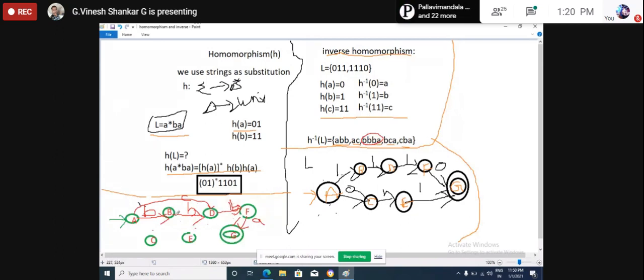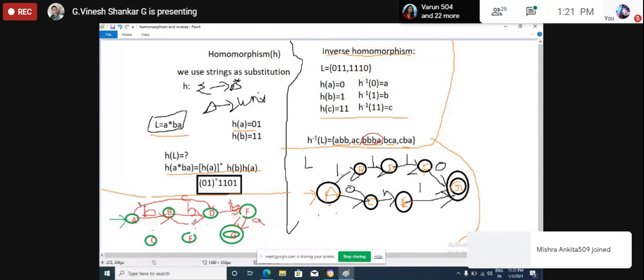CBA is also covered. A to D I am going with C, because double 1 I am taking together, that is nothing but C. Then D to F, I have one more 1, that is triple 1 0. So 1 now represents B, and 0 represents A. For the string BCA, B is already there, A to B is B. Then CA: from B to F you need to jump, because double 1 represents C. So B to F, I am jumping with this as a C.